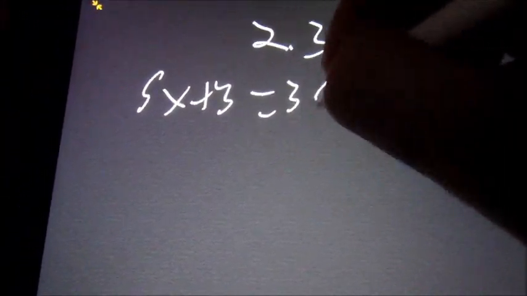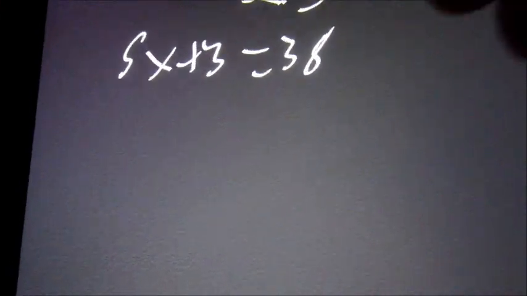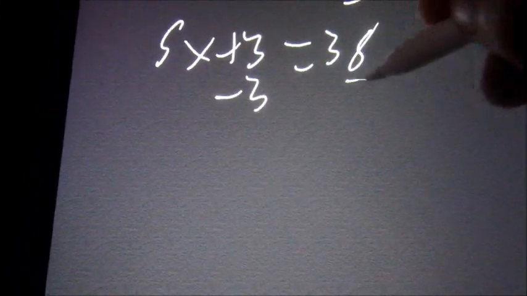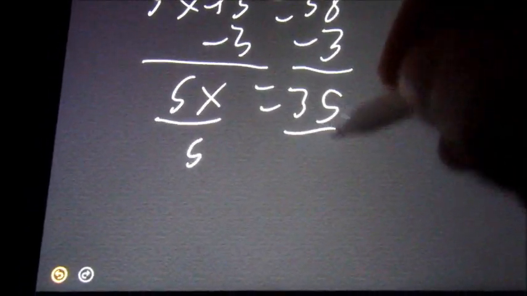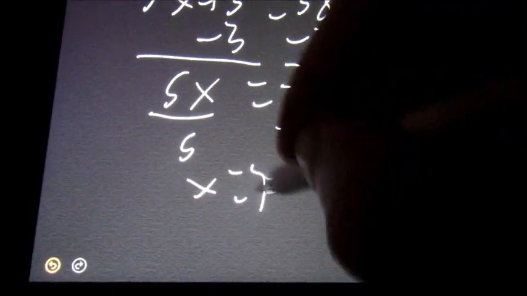So let's say we have 5x plus 3 equals 38. We're going to subtract the 3 from both sides. 5x equals 35. Divide both sides by 5, and we get x equals 7.